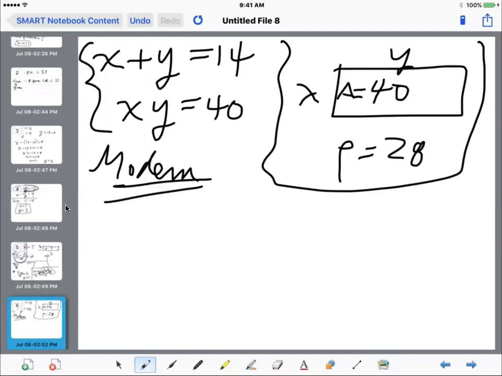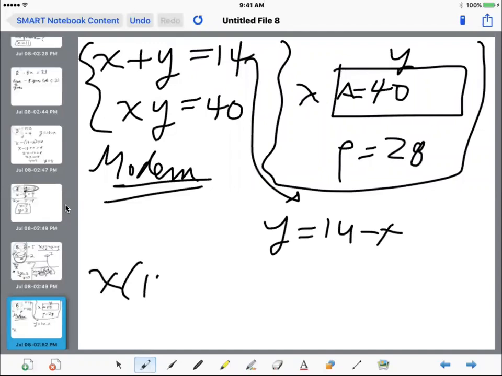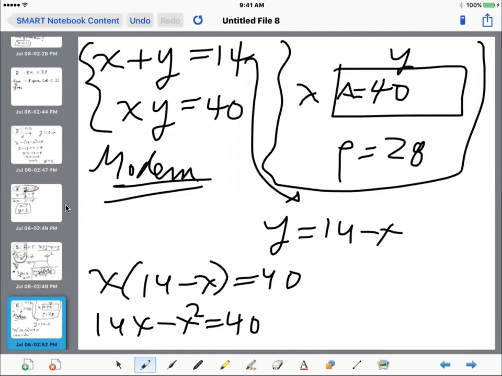Substitution, I see. So what would I substitute? Which one? Good. If we take the top equation and we rewrite it as y equals 14 minus x, I can then replace the y with 14 minus x and get 14x minus x squared equals 40, which turns into x squared minus 14x plus 40 equals 0.